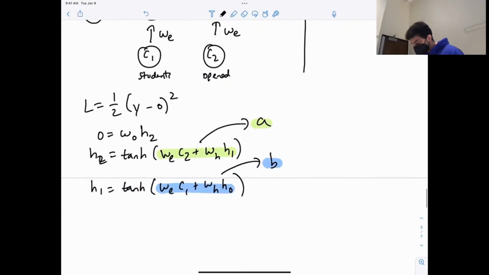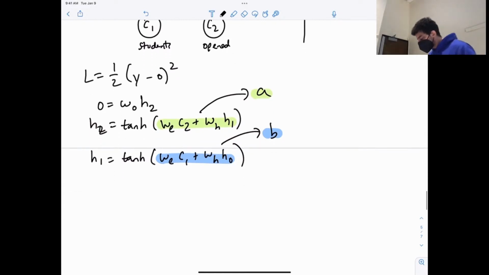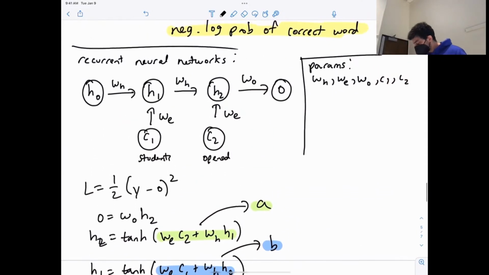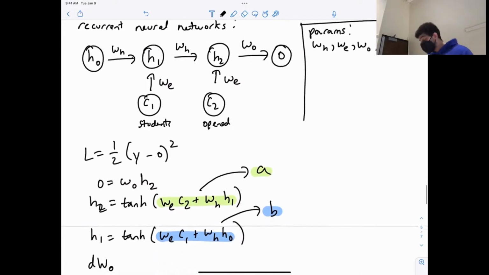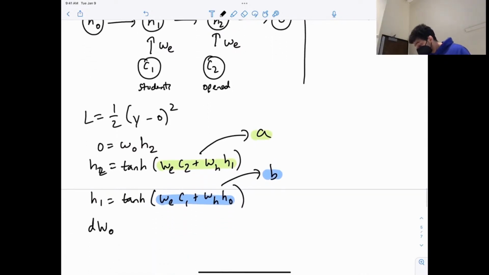And now we have defined our recurrent neural network here, and we want to compute some partial derivatives. So the easiest thing is to start at the thing closest to the output, which is W sub o. It's only used once in this network. Should be pretty trivial to compute this partial derivative. So we want to compute dL/dW sub o.